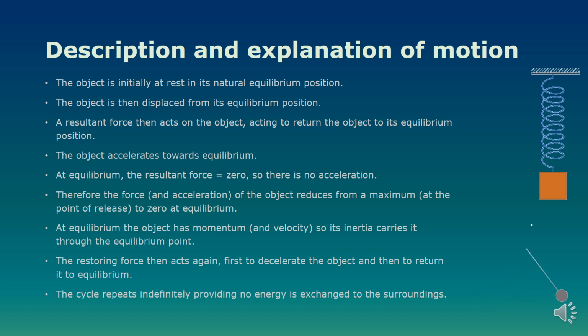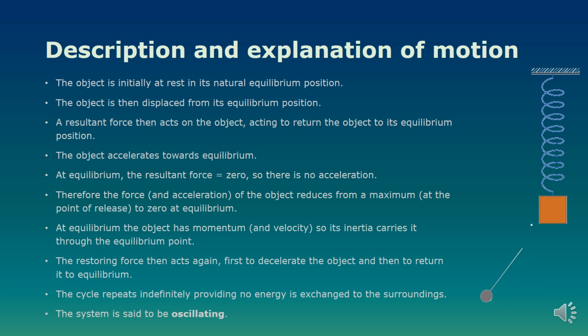Providing that we meet certain parameters, chiefly that there are no other external forces acting, namely friction or any resistive forces like that, the cycle will repeat indefinitely, providing no energy is exchanged to the surroundings, so no energy is lost, and we're not putting any external forces on to add energy into the system either. Which means that we've got a system that is said to be oscillating, because it repeats what it's doing continually in a cyclic fashion.